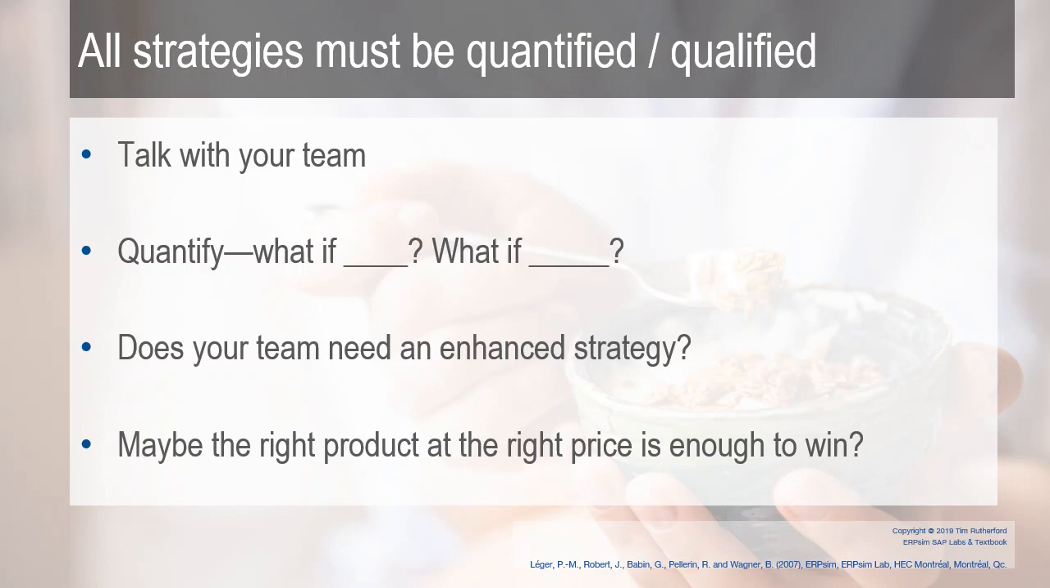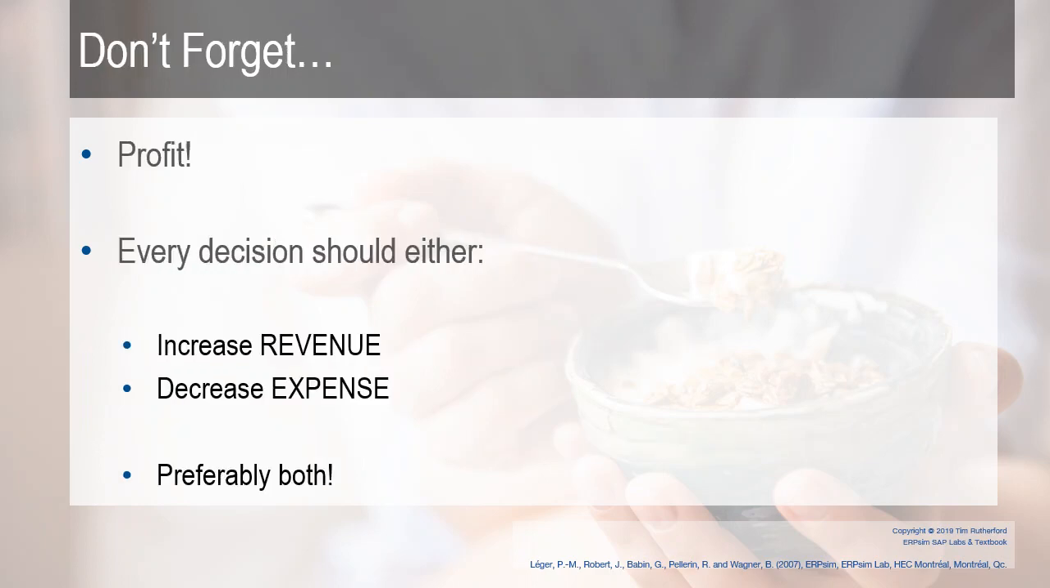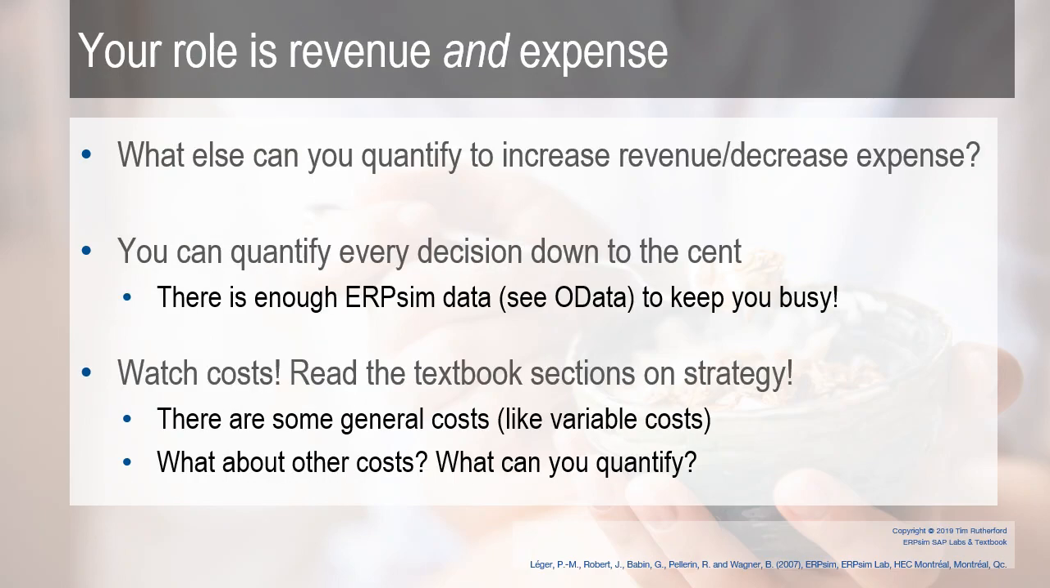Maybe there isn't even a purpose in having any of these other things. Now don't forget, every decision within your company is about profit. Every decision should either increase revenue or decrease expense, preferably both. So your role within this company is to make sure that revenue and expenses are optimized. As much revenue as possible, lower the expenses as much as possible. So what else can you quantify to increase revenue and decrease expense?